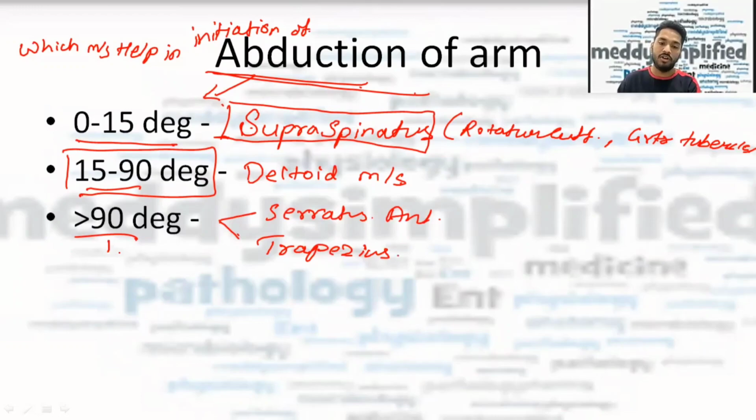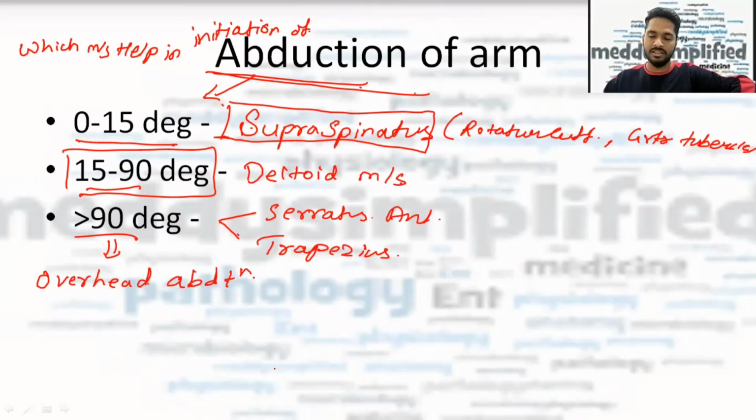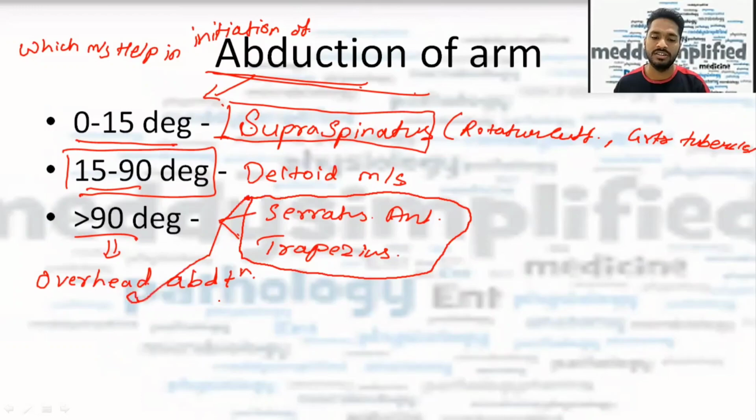So what other question can be framed here? Which of the following muscles helps in overhead abduction? Overhead abduction, right? Till 90 degrees is at the level of the head, but if you go above 90, it is overhead abduction. So that is done by serratus anterior and trapezius muscle. So if overhead abduction is asked, the answer should be serratus anterior and trapezius. But 0 to 15 is supraspinatus, which is the initiator of abduction of the arm. 15 to 90 degrees is the deltoid muscle, and overhead abduction or more than 90 degrees of abduction of the arm is done by serratus anterior and trapezius muscles, right?